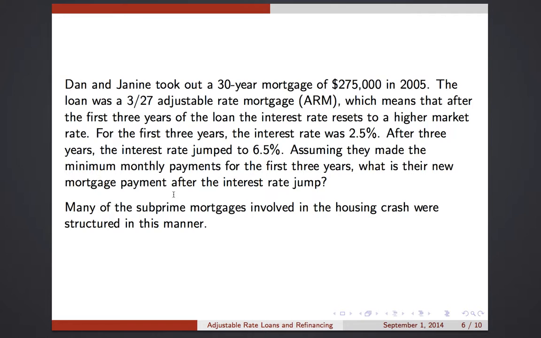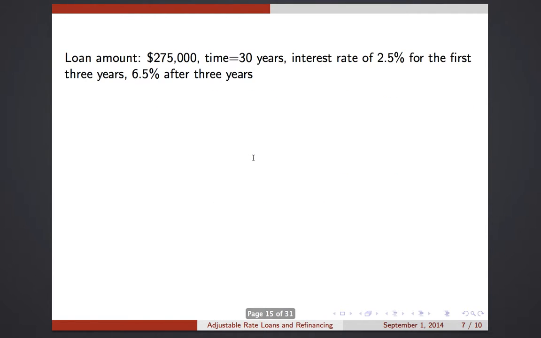And just a quick note here, a lot of subprime mortgages were adjustable rate in this manner. A lot of people were given low and enticing initial interest rates and then got slammed with a much higher interest rate 2, 3, or 5 years down the road with a corresponding payment increase.